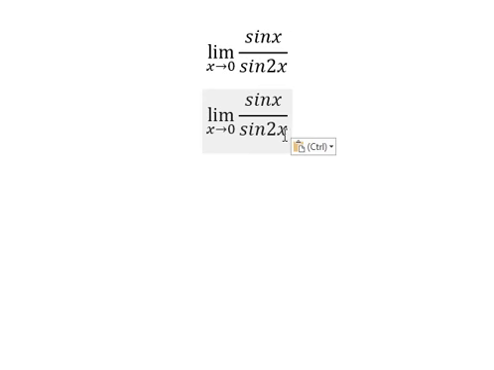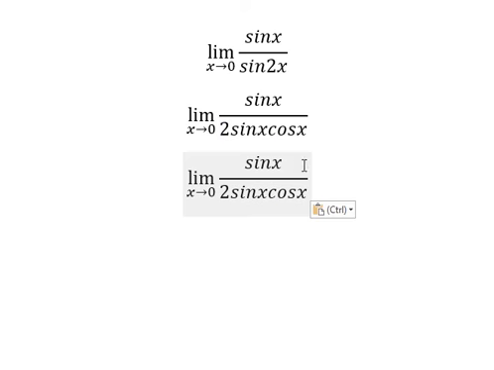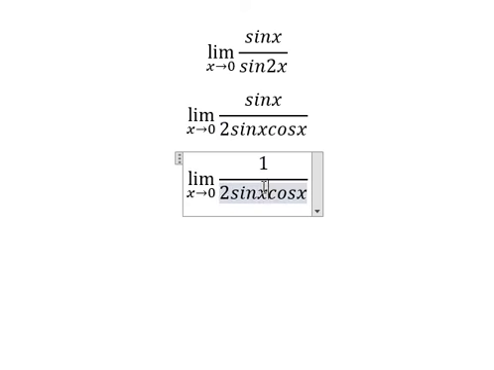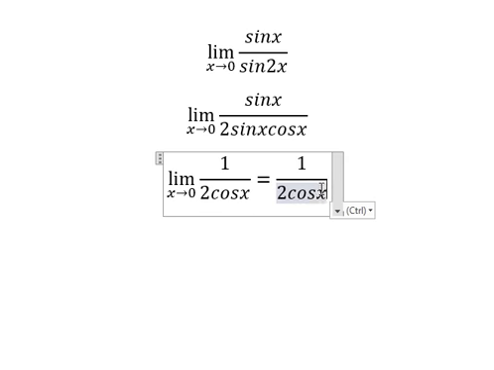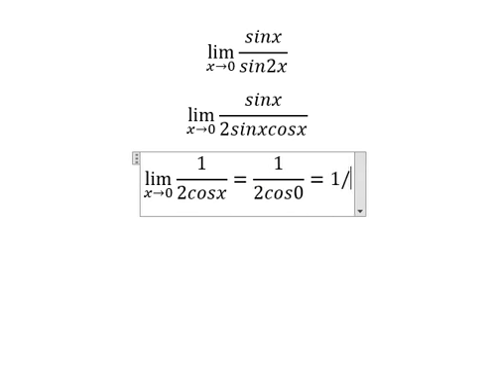The last one, sin 2x, we can change into 2 sin x cosine x. Sin x, we simplify. And now we can put number 0 going here. And we have 1 over 2.